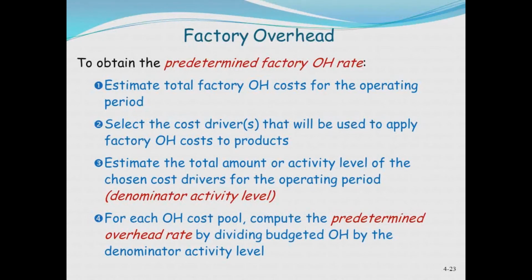Then you figure out what driver you'll use. Quite often it's direct labor hours. You'll figure out the total expected activity level for that driver. We expect to have 100,000 hours of direct labor this year. And then for each cost pool, you compute the overhead rate by dividing the estimated total overhead by the labor hours, let's say. So again, if you expected $1 million of overhead and 100,000 hours of direct labor, then it's $10 per unit of direct labor would be your cost.